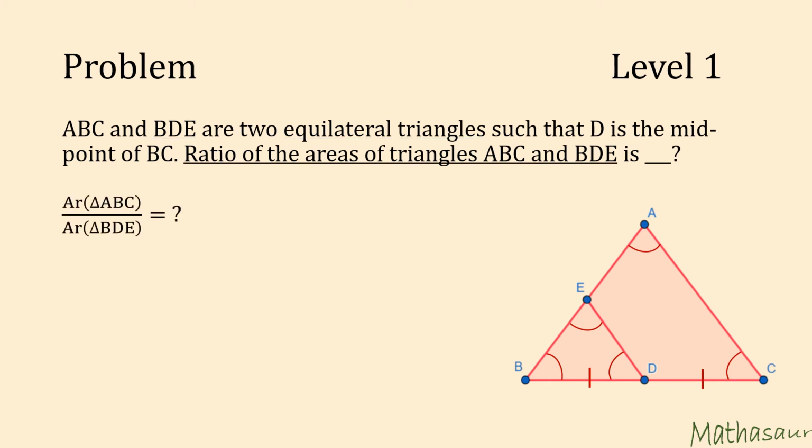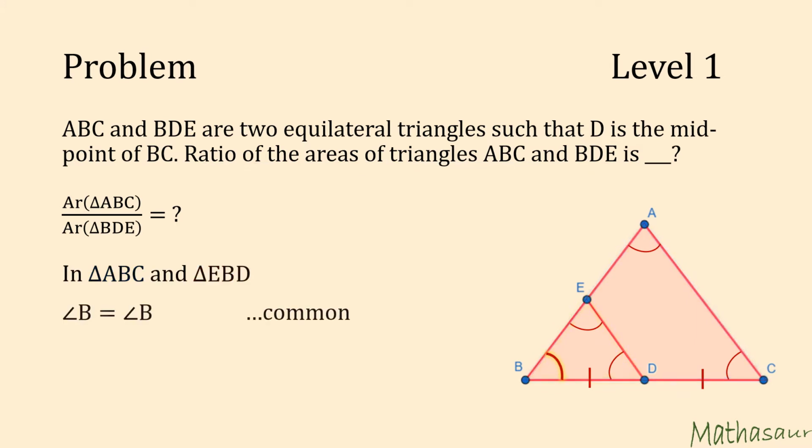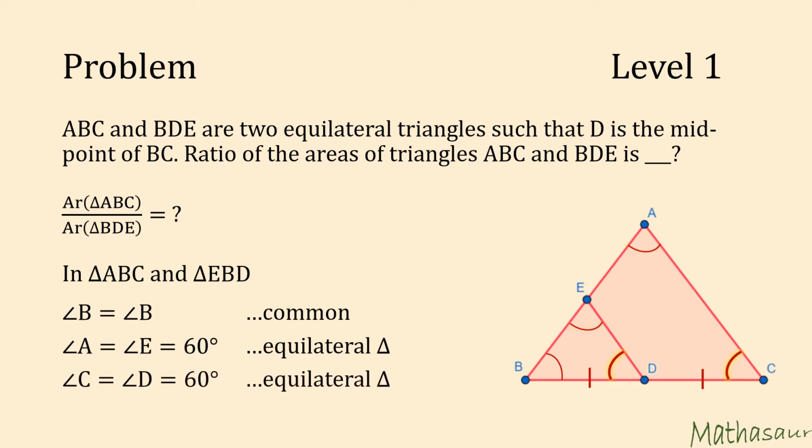But we do not have any altitudes here, nor do we know whether the two triangles are similar. So let us see if the two triangles are similar. Let us look at triangle ABC and triangle EBD. We see that angle B is common to both the triangles. And since both the triangles are equilateral, angle A would be equal to angle E. All the angles would measure 60 degrees. Similarly, angle C would be equal to angle D. So the two triangles are similar by AAA similarity.